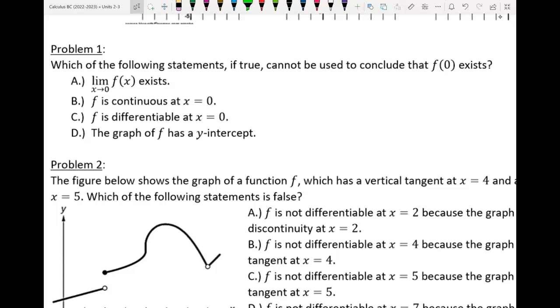Okay, let's bring it together as a class. Let's see. Ethan, what do you think? A, B, C, or D? Why?